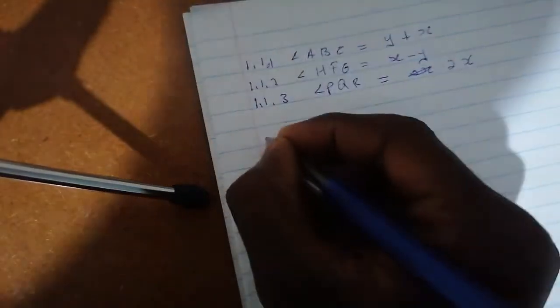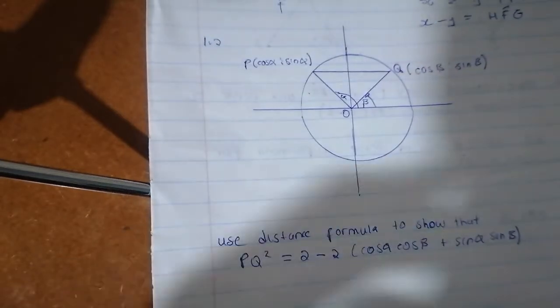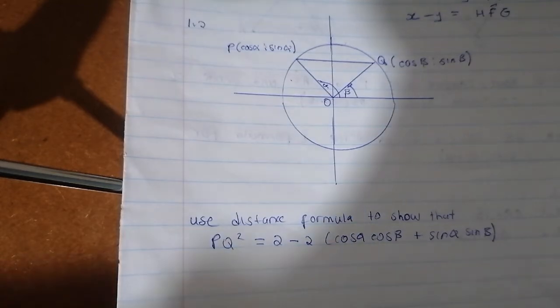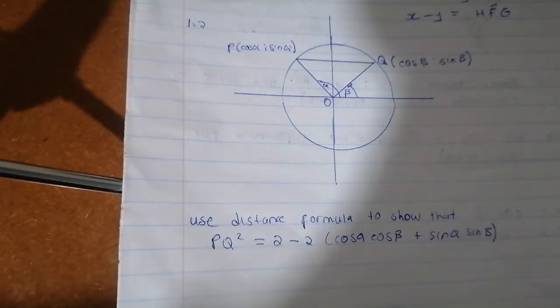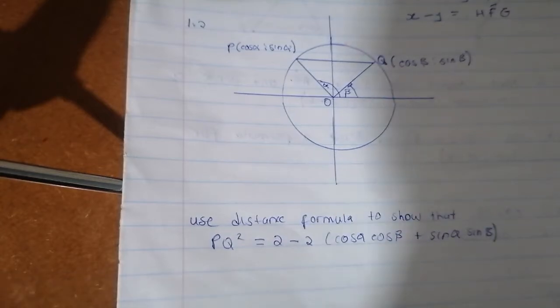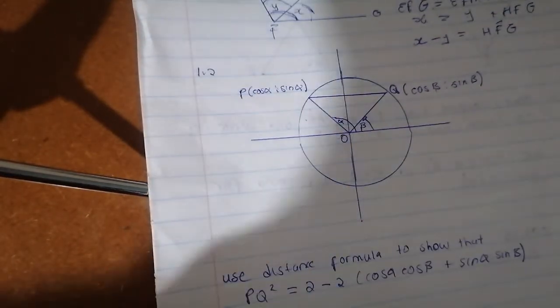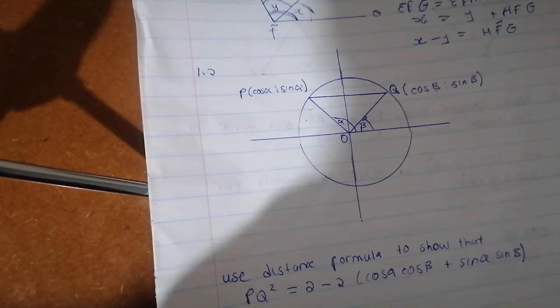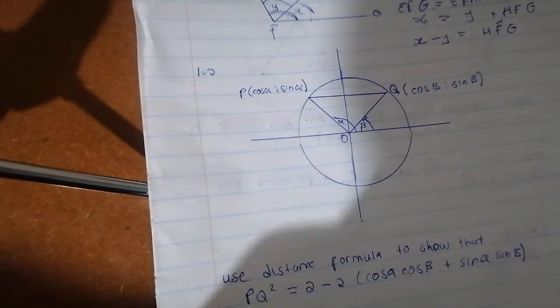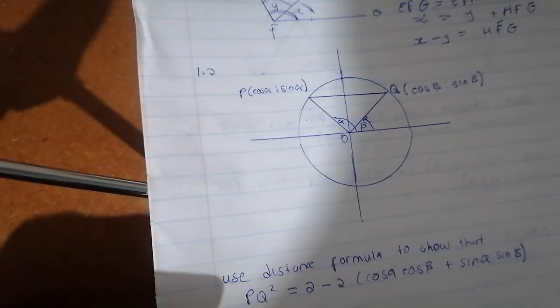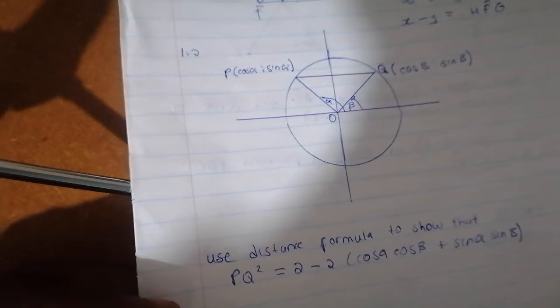Okay, let's move to 1.2. On 1.2 we refer to this diagram, this Cartesian plane with a circle, and we are told that we must use the distance formula to show that PQ squared equals 2 minus 2 open bracket cos alpha cos beta plus sine alpha sine beta close bracket. Guys, it's directed that you must use the distance formula. You can use the cosine rule, it's okay, but they are instructing us to use the distance formula. So let's use the distance formula.